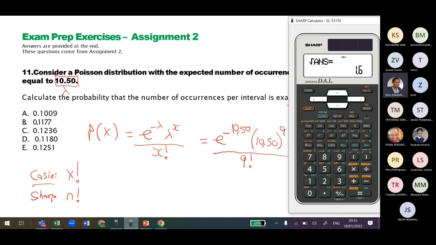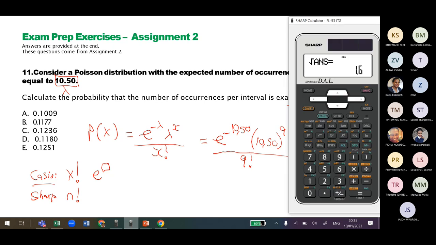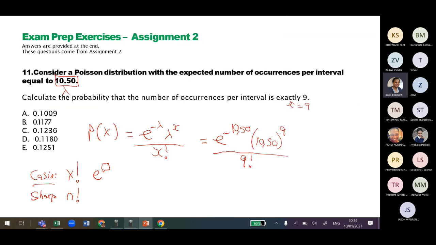On a Casio, because we have an e as well, let me open my calculator quickly. On a Casio, your e will have an e with a block. You must look for it. I think it's on top of LN. It's written in orange. On the Sharp calculator, your e is on top of LN as well. It is written as e to the x. So here is when we are using formulas to calculate.